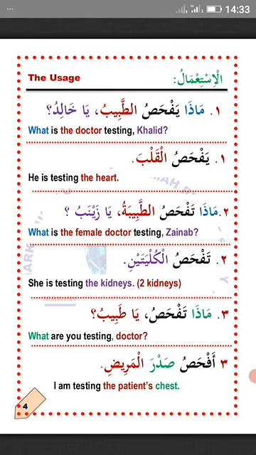ثلاثة. Number 3. ماذا تفحص يا طبيب. What are you testing, doctor? Now the answer. أفحص صدر المريض. أفحص, I am testing صدر المريض, the patient's chest. لعلك فهمت. I hope you understand. ما شاء الله.